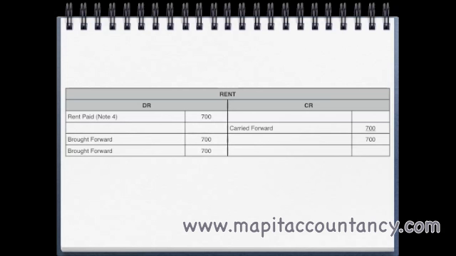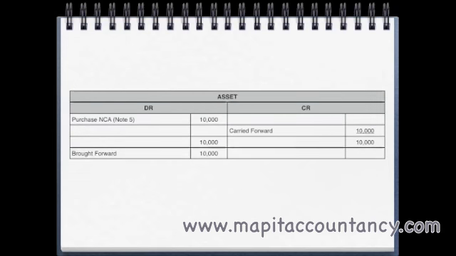For our rent account, again, we only have one entry, which was 700. So the totals will be the 700, and the carried forward balance will be 700 on the credit side with the brought forward balance of 700 on the debit side. For our asset, we purchased an asset for 10,000. That was the only entry. So when we add up the debit column, it's 10,000. Put that amount into both the debit and the credit column. The carried forward balance on the credit side will be 10,000, and we can bring that forward over to the other side for 10,000 on the debit side.